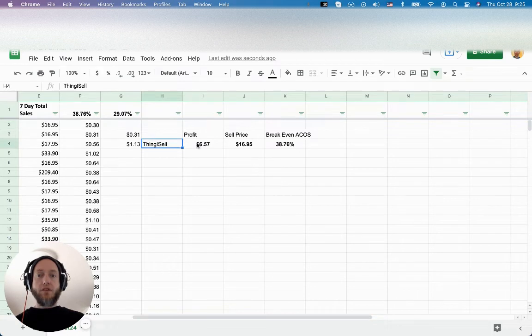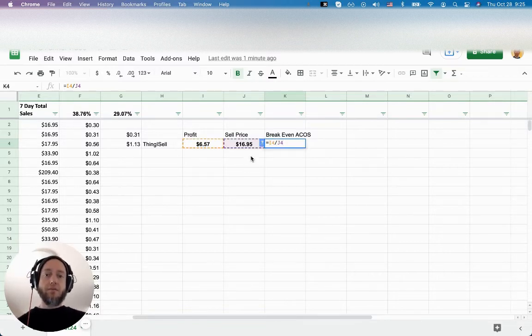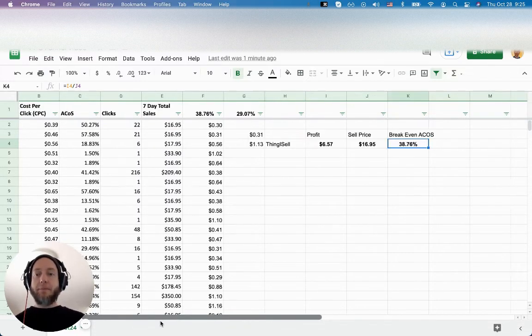You want to take your product and figure out your profit. This is the profit you get after all of the fees and everything get taken out, so this is actually what goes into your pocket. Then take your sell price, whatever you're selling the item for. You just divide the profit by the sell price and turn that into a percentage, and that's your break-even ACOS. Anything higher than that, you're going to lose money. Anything lower than that, you're going to make money.